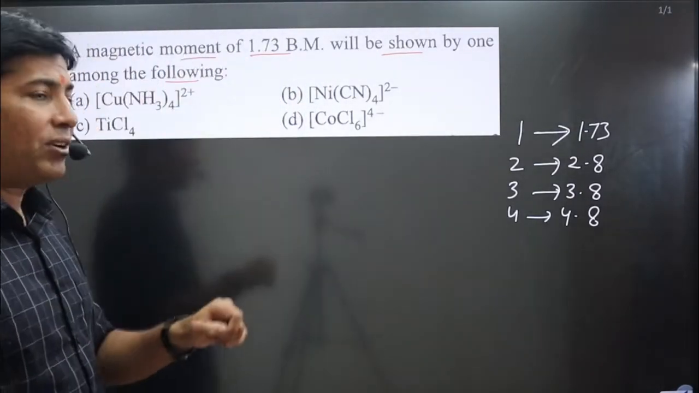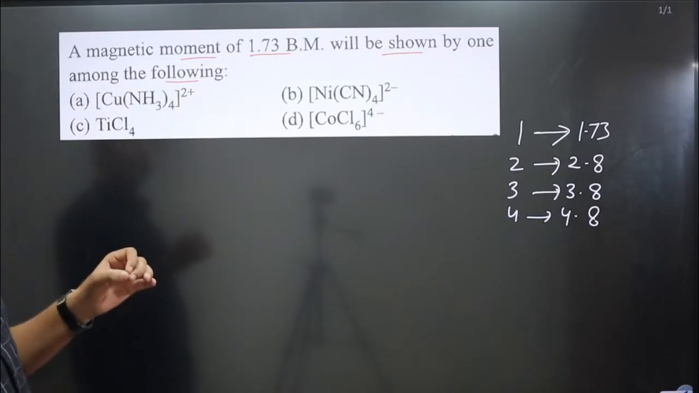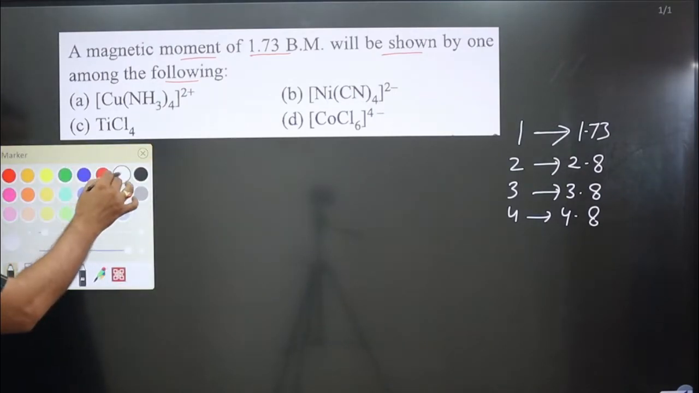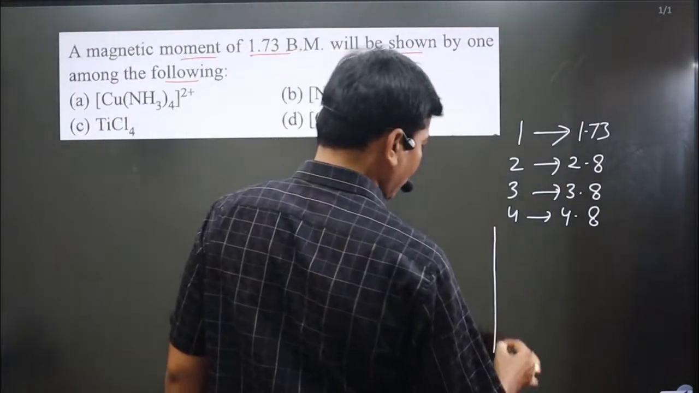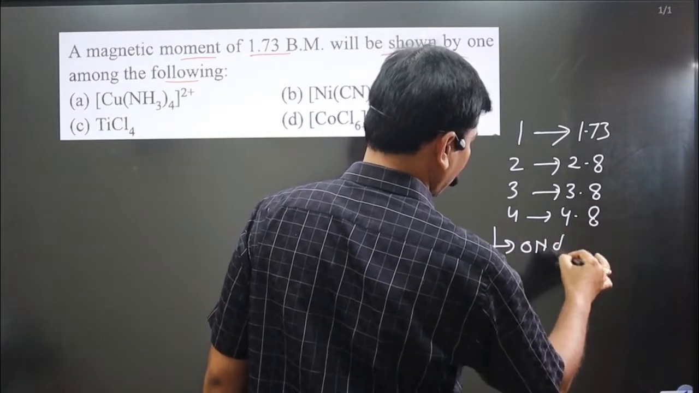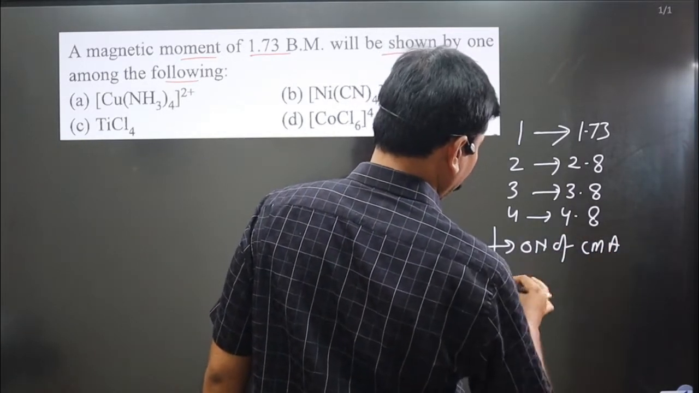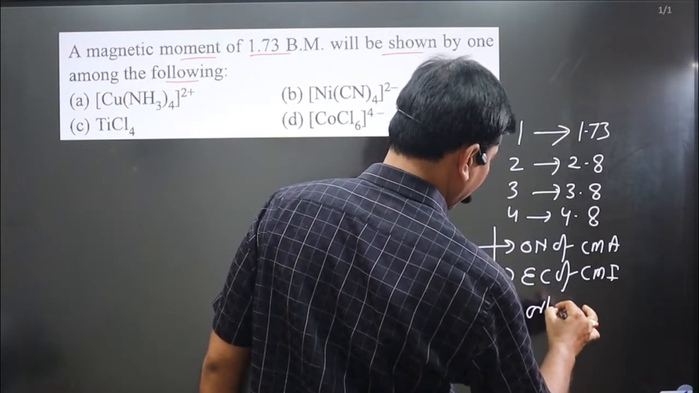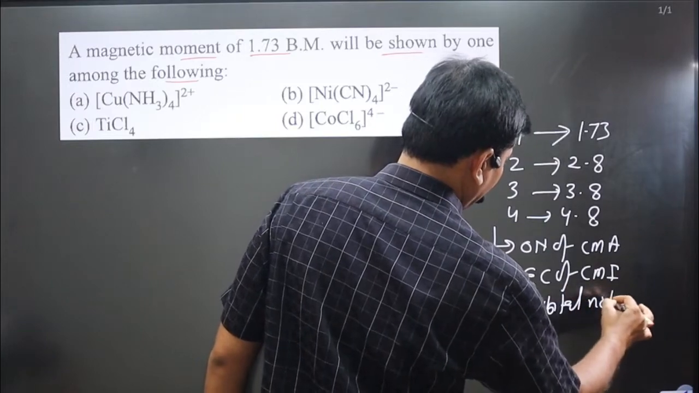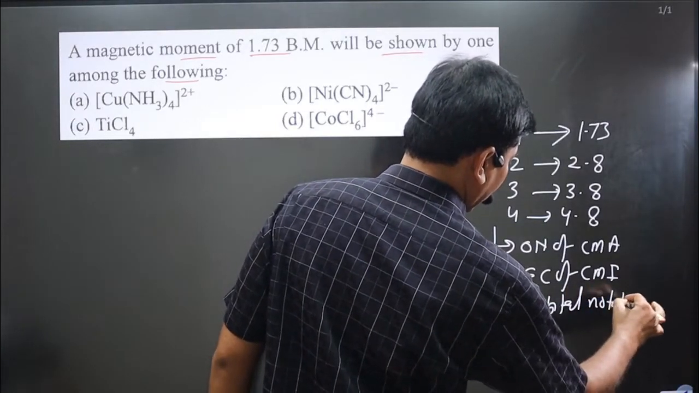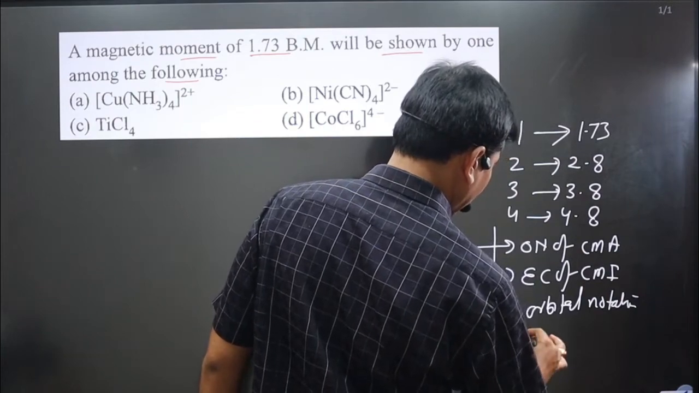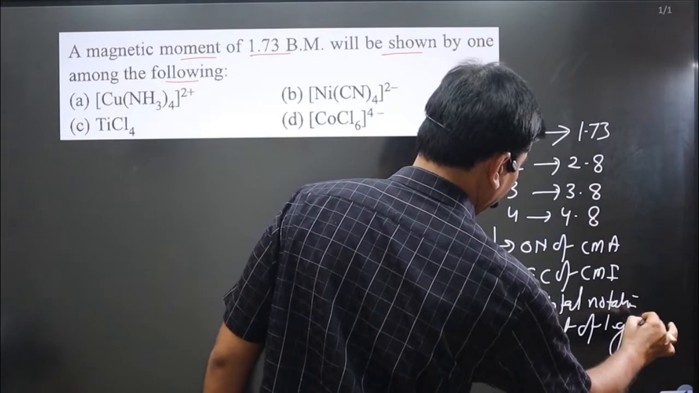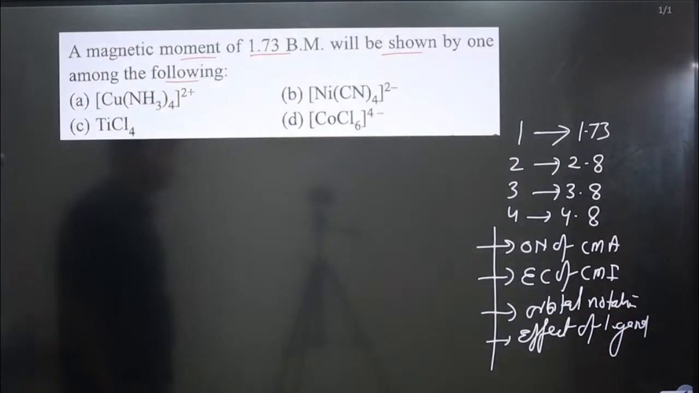Now we can find out the number of unpaired electrons, and to find out the number of unpaired electrons, we apply the valence bond theory. To apply the valence bond theory, we follow these steps. First, we calculate the oxidation number of the central metal atom. Next, we write the electronic configuration of the central metal ion, and next we write the orbital notation. Before filling electrons in the orbital notation, we consider the effect of ligand, whether we have a strong field ligand or weak field ligand. Strong field ligand means pairing of electrons, and weak field ligand means no pairing of electrons.